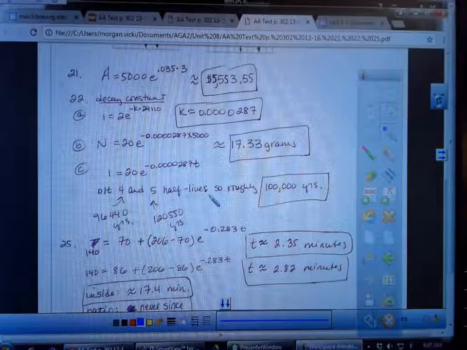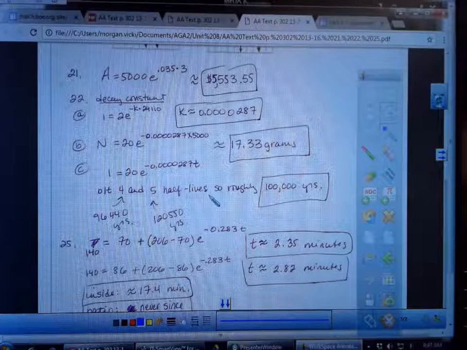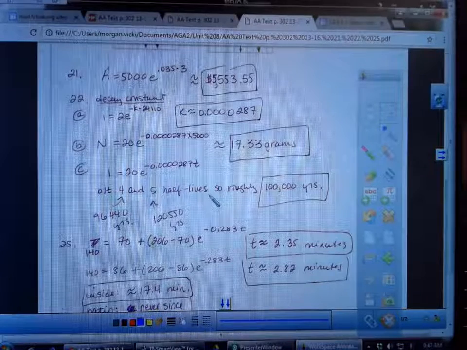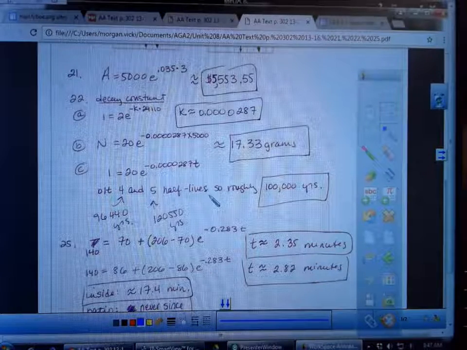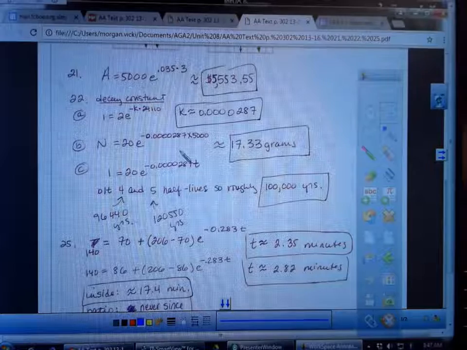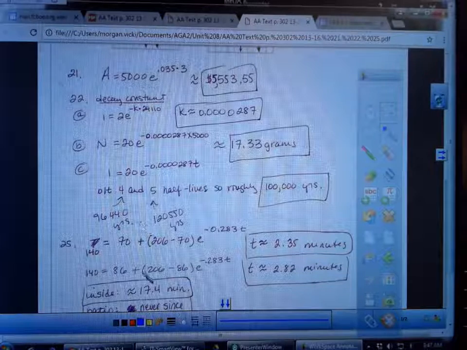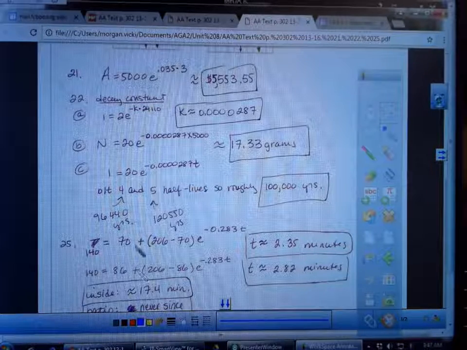So is it decaying rapidly or slowly? Slowly. It took 5,000 years to lose not even quite 3 grams. And it's all about this decay rate being so tiny. Okay. Any others?